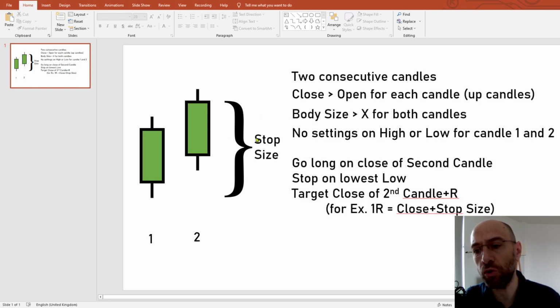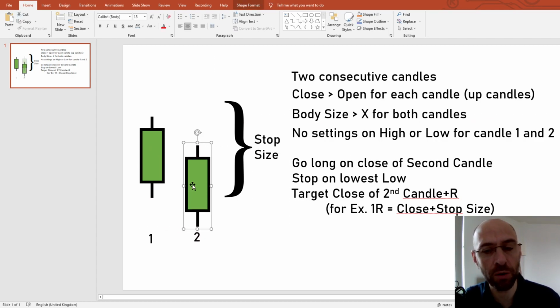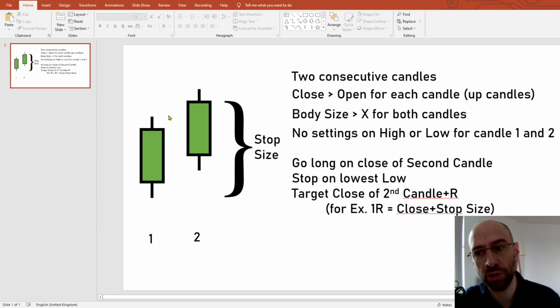And then I made no requirements on the highs or lows for either candle 1 or 2. So basically the candle could be this, could be this. I actually made no requirements on that. So it's basically just two consecutive candles. They have to be up candles, so the close is higher than the open for both of them, and the body size has to be at least a certain size for both of them. And then the setup is basically very simple. You go long on the close of the second candle.